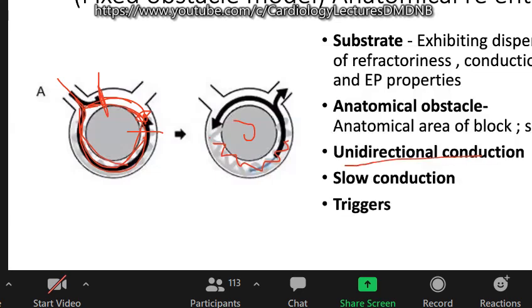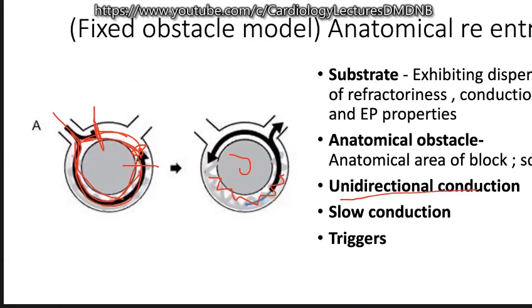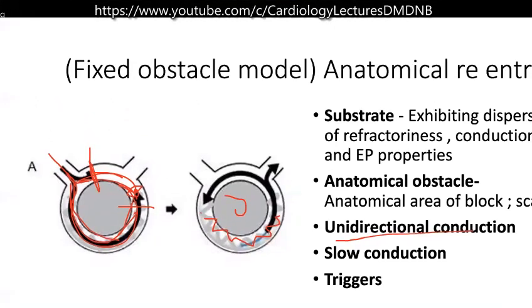Usually the trigger that occurs for an induction of a ventricular tachycardia in a clinical setting is a PVC. In a laboratory setting, we call it extra stimuli.